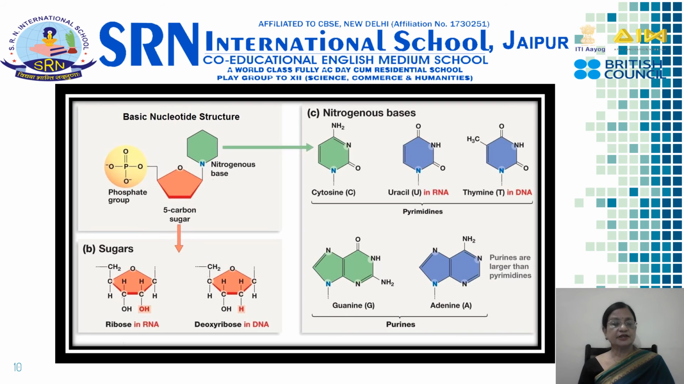The second carbon of the RNA sugar has an OH group, therefore it is ribose, but in the case of DNA there is no OH, the oxygen is absent, and therefore it is deoxyribose. The nitrogenous bases are of two types, pyrimidines and purines. Pyrimidines are cytosine, uracil, and thymine. Uracil in RNA and thymine in DNA. Purines are of two types, guanine and adenine, and these purines are larger than pyrimidines.